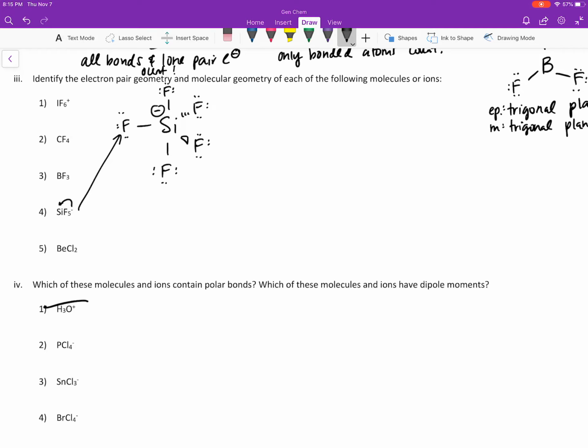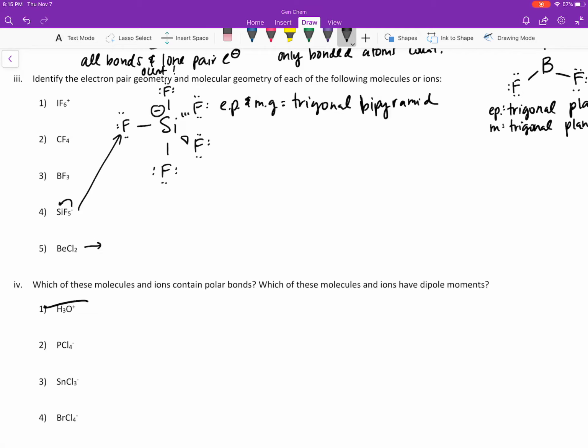Okay, so the structure is going to look like this. Because there's no lone pairs on the central atom, there is a negative charge, but not a lone pair. The EP and the molecular geometries are the same. It's 5 coordinate, has 5 things coordinated, which makes it trigonal bipyramid.